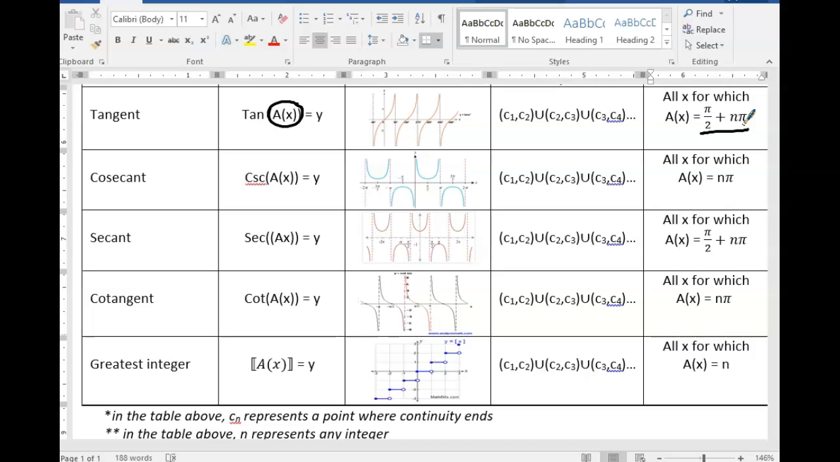And that's the same thing for, I believe it's the same thing for secant as well, actually. Secant has the same gaps on it. Cosecant has gaps at every multiple of pi. So every time you get to a multiple of pi, there's a point of discontinuity. There's a vertical asymptote. Same thing for cotangent.